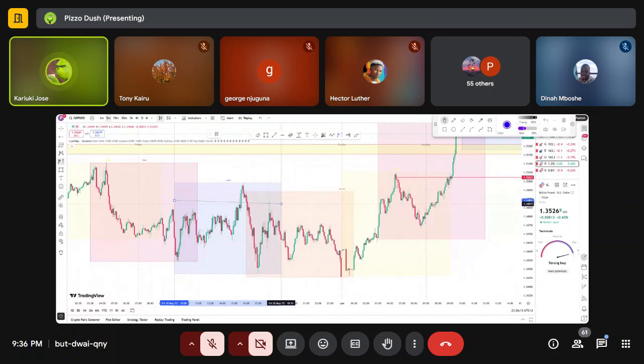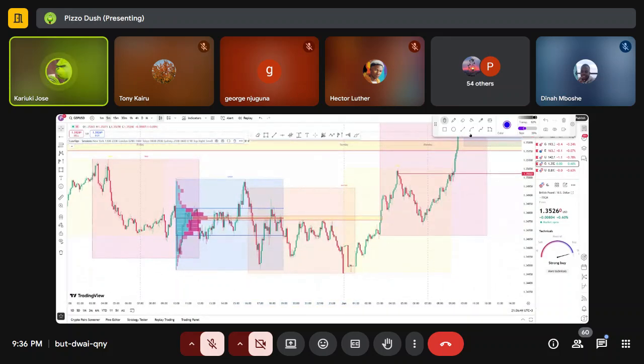Haya, mtu anauliza kwa wapi? So this is the point of control, the red one. So you make up from the open of London to the close of London. So you can mark your point of control. You can mark this zone, aka rectangle ya point of control. So normally mimi nachukua na mark properly point of control, then I extend like that. So you can see what happened at the next session.